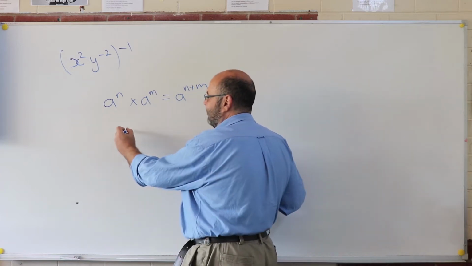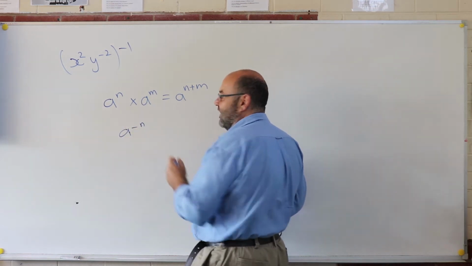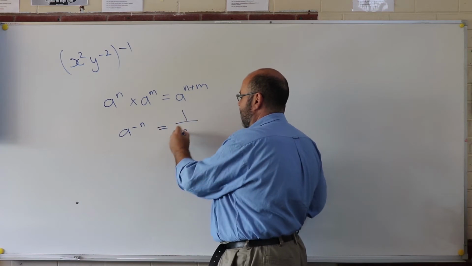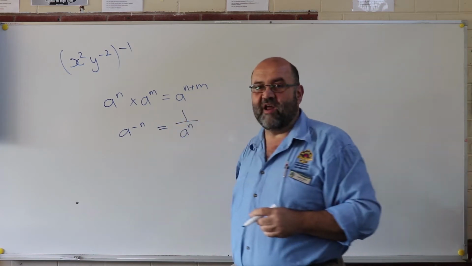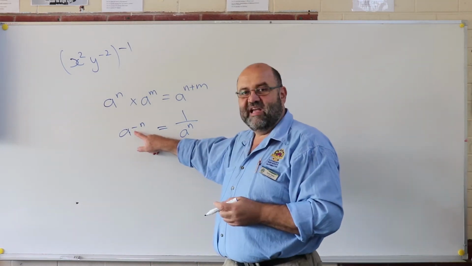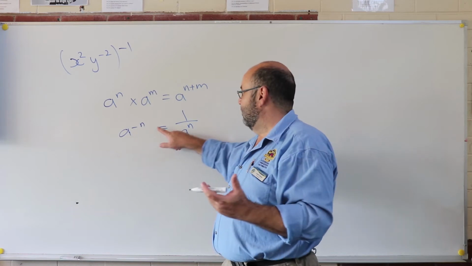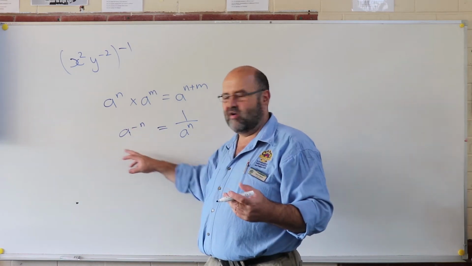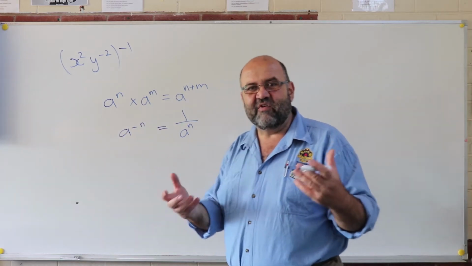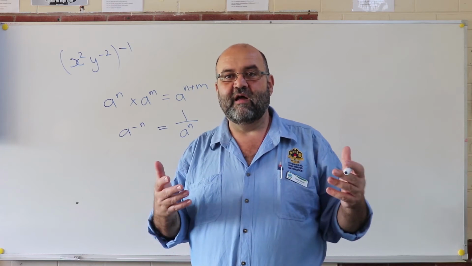So the rule says that a to the power of negative n is equal to 1 over a to the power of n. So you have a look. It's got a negative n. It's on the wrong side of the fraction line. So where's the b? You might say, oh, but hang on a second, Mr. Obeid, there's no fraction line there. Well, there is. Every time I write a number, every number has got a fraction line in it.